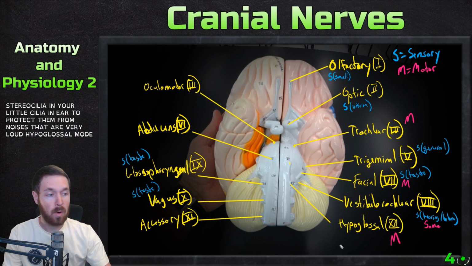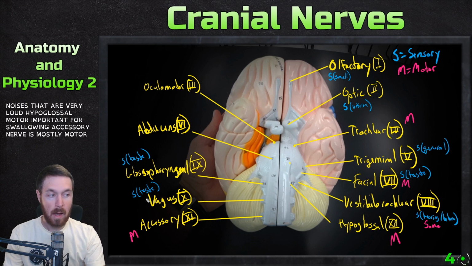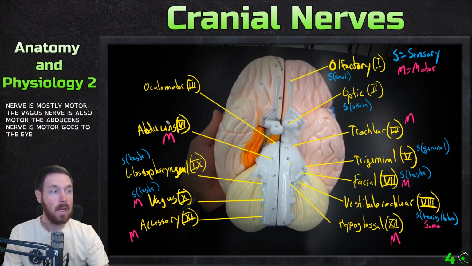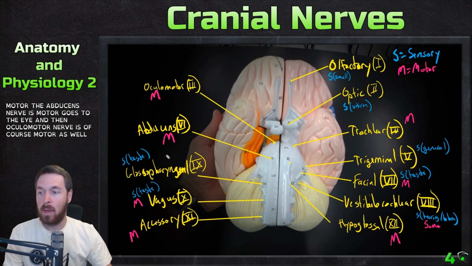Hypoglossal, motor, important for swallowing. Accessory nerve is mostly motor. The vagus nerve is also motor. The abducens nerve is motor, goes to the eye. And then oculomotor nerve is, of course, motor as well.